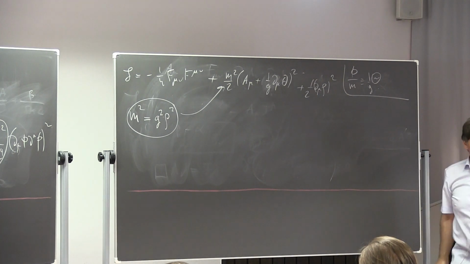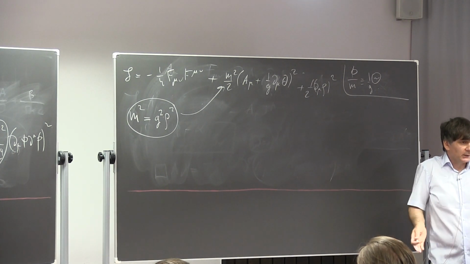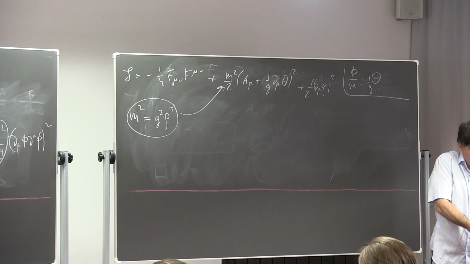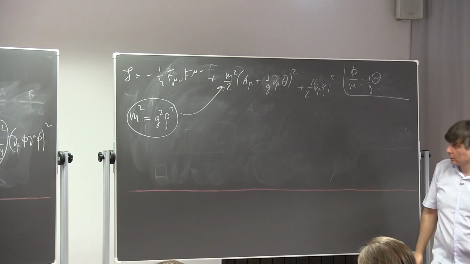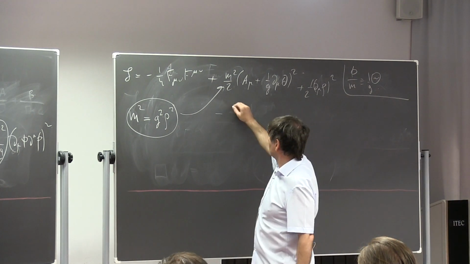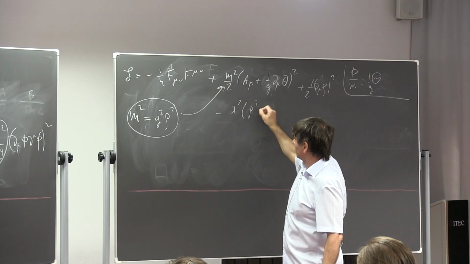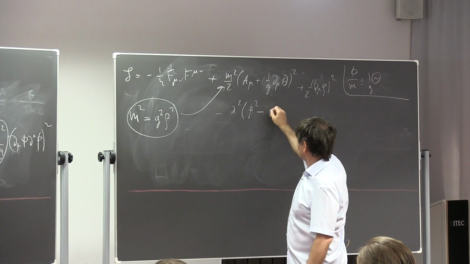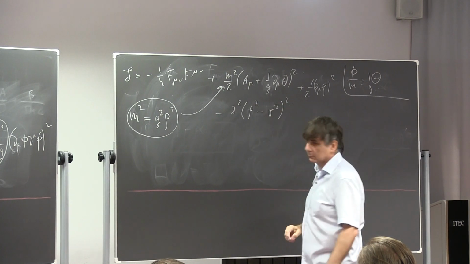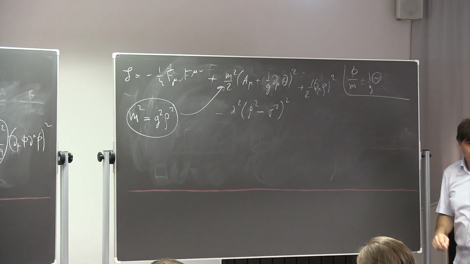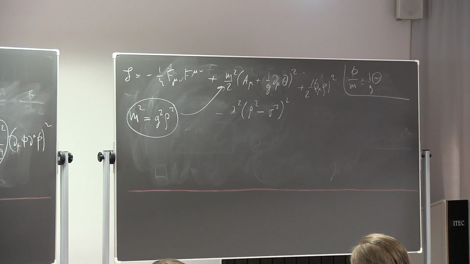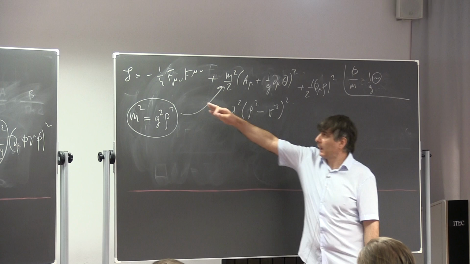Okay, and what else? Well, I need a potential that will tell me that the expectation value of this field is non-zero. So on top of that, we'll have a potential which will tell me that the expectation value of rho is non-zero. Let's denote it by V. This expectation value, right? Okay, so now this is the theory.